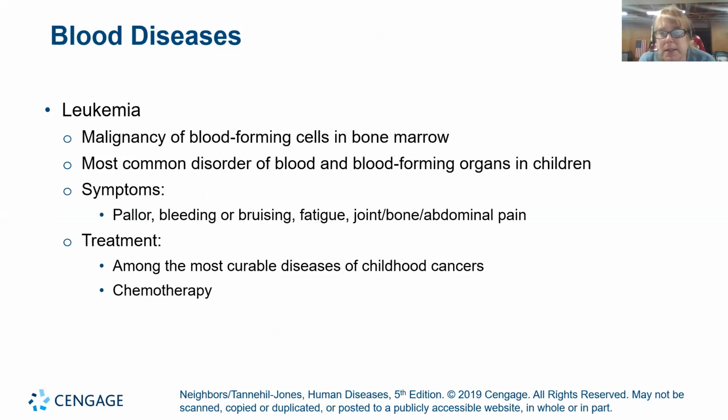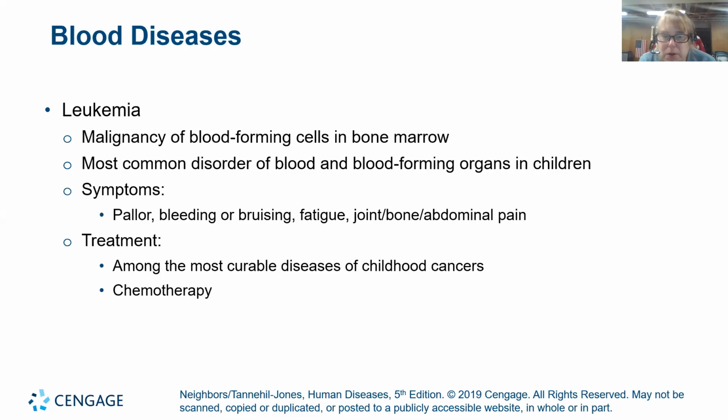Leukemia is a malignancy of blood-forming cells in the bone marrow. This is the most common disorder of blood and blood-forming organs in children. They're very pale, they bleed and bruise easily, they're fatigued, and they have joint, bone, and abdominal pain, so they'll get a blood test, and the blood test will tell us if they have leukemia.